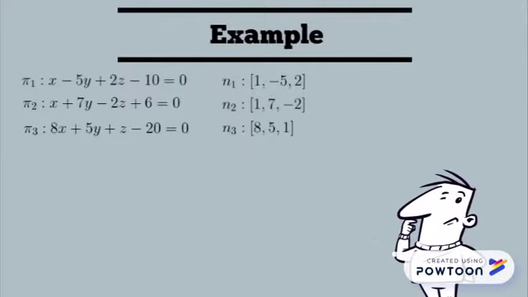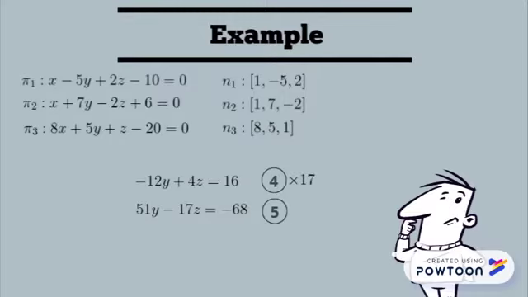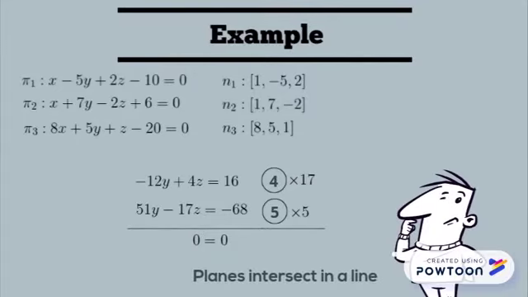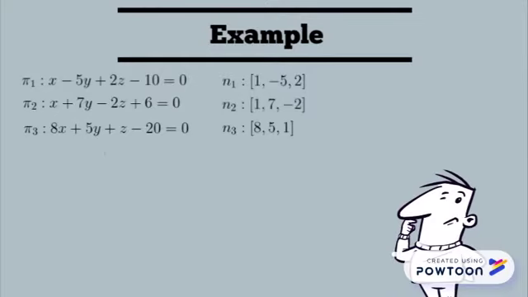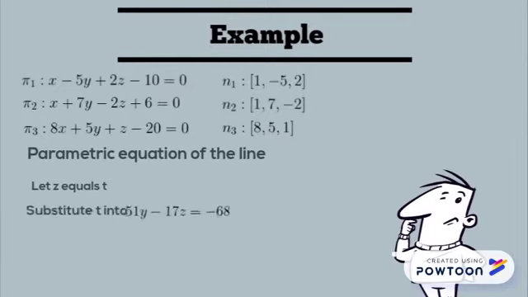Now we eliminate y from equations 4 and 5. Pi4 times 17 plus pi5 times 4 makes both sides equal to 0. The system is true, thus the planes intersect in a line. Next, we determine the parametric equation of the line. First, we'll let z be the parameter, letting z equal t. Then we substitute t into equation 7, hence finding y equals 1/3 t minus 4/3.